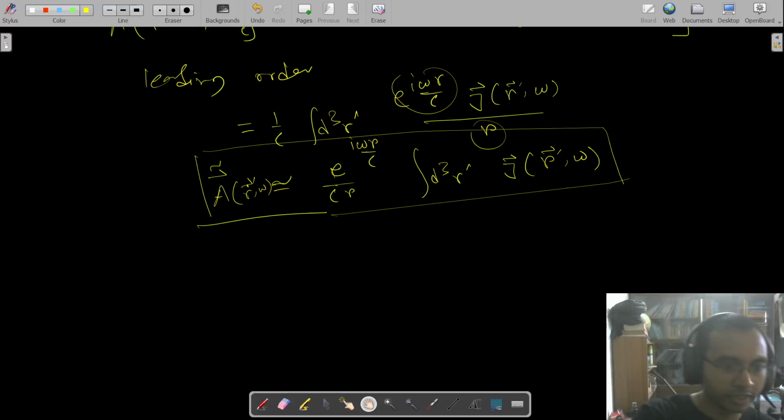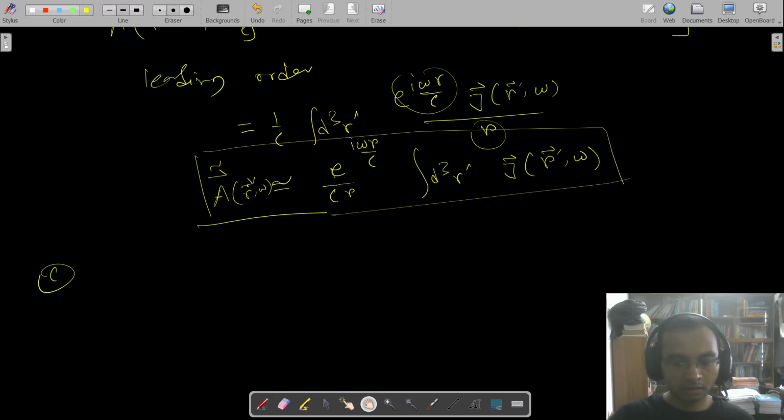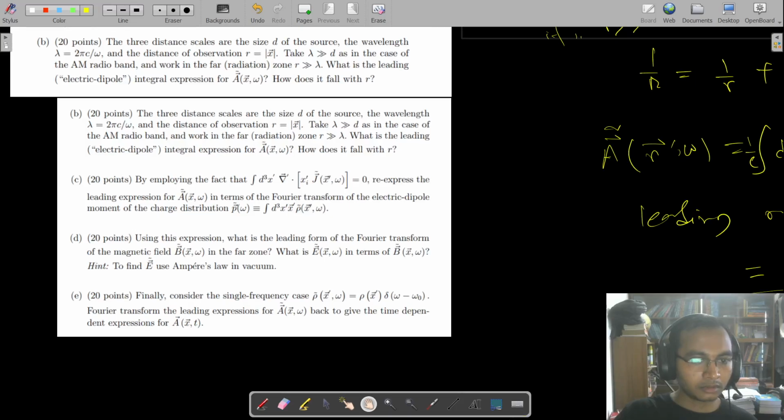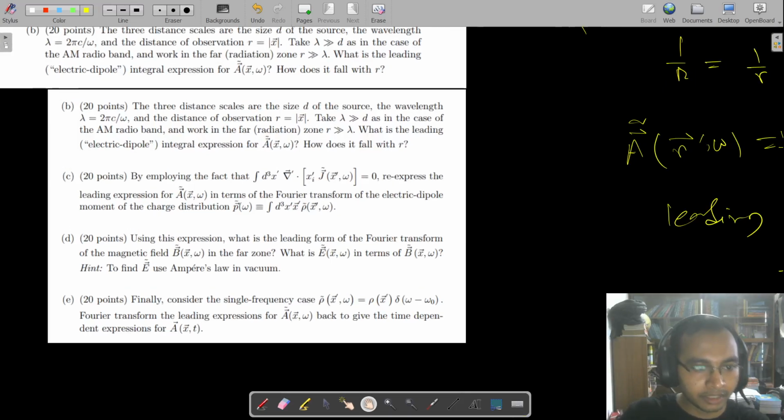Let's move to question C. Right, so we have to employ a certain identity, and we have to re-express A tilde in terms of P tilde, where P tilde is defined in this fashion. It's actually the Fourier transform of the electric dipole moment of the charge distribution.